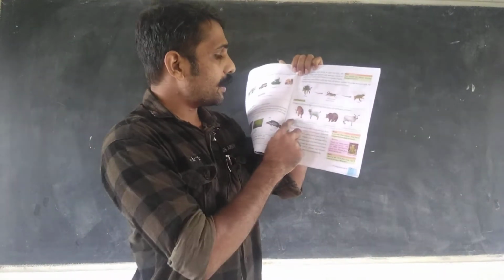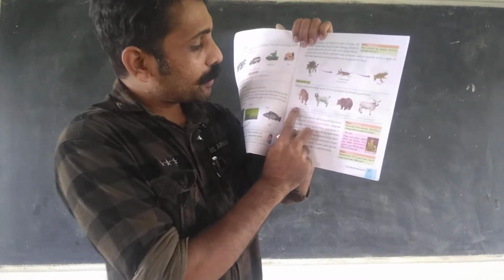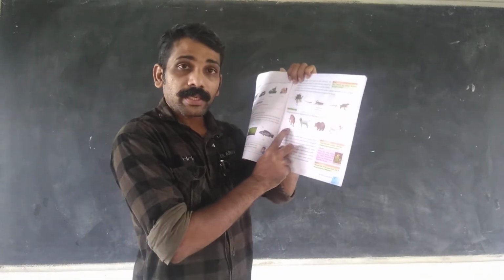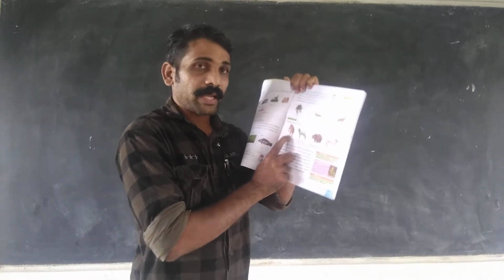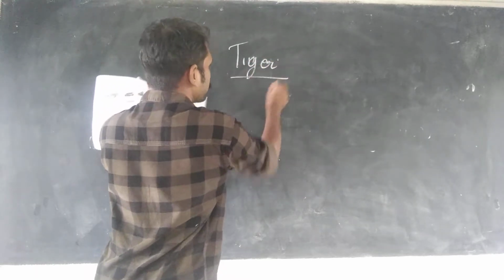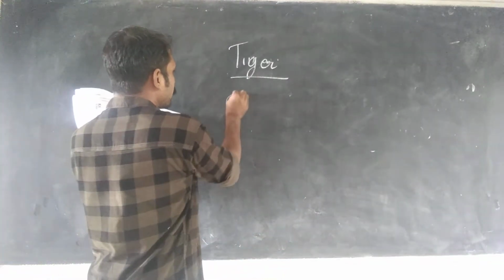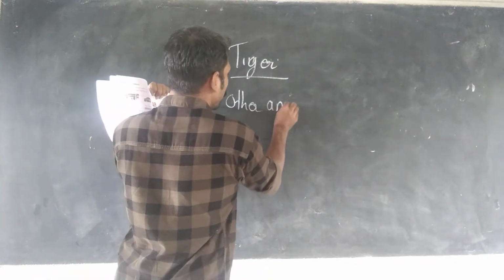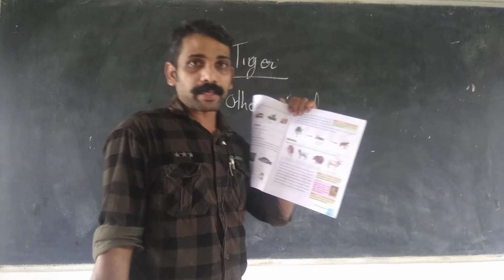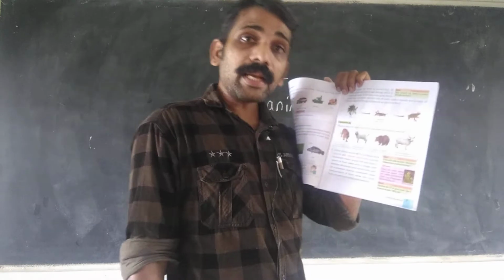First is the tiger. You have to write below the picture of the tiger what food it eats. The tiger eats other animals. So below the tiger you write, other animals. Here the tiger depends indirectly on plants, but directly on other animals.